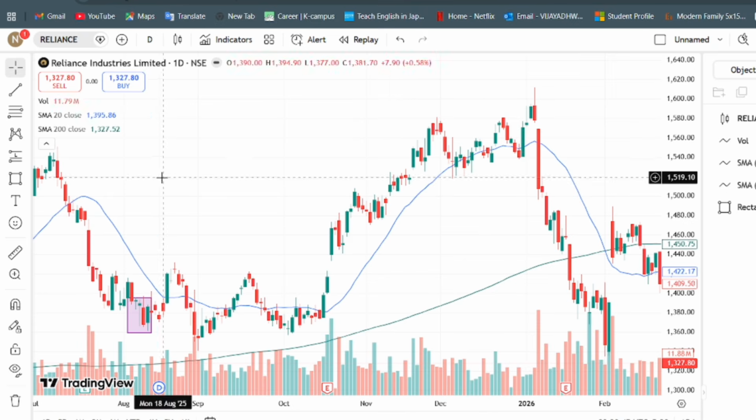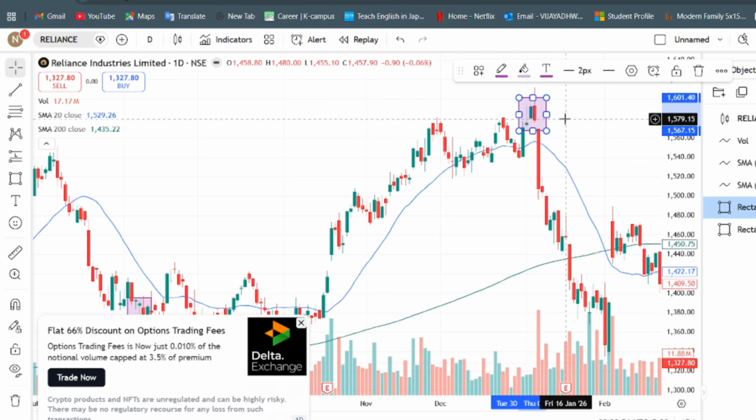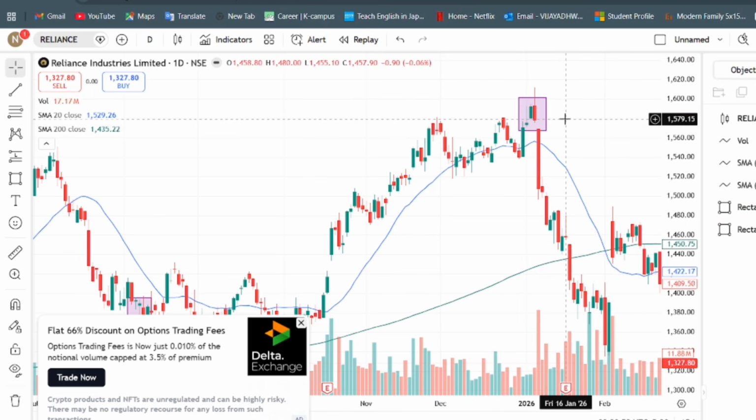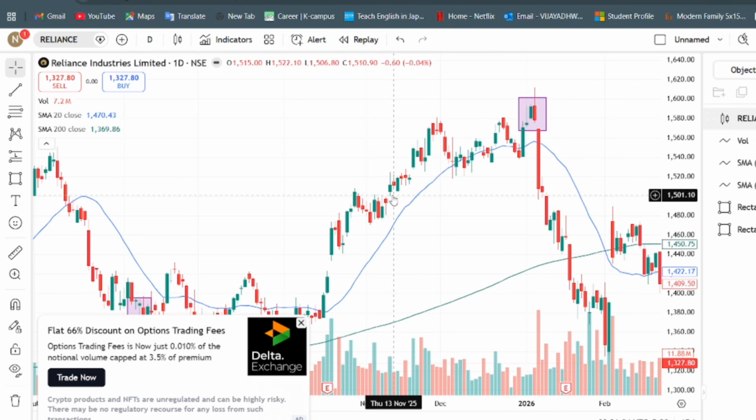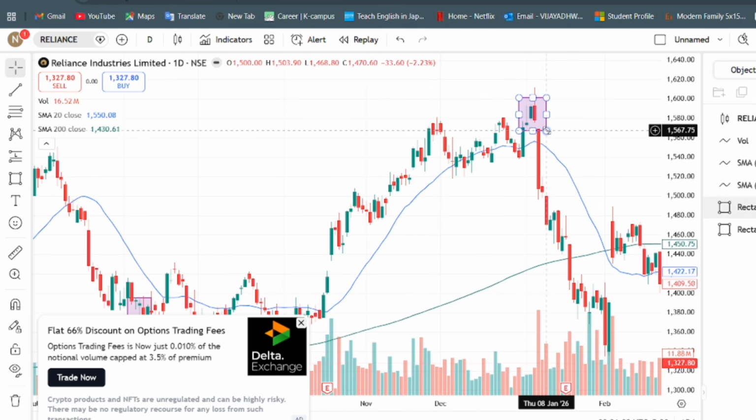Now the shooting star, you can see the shooting star here. I'll mark the shooting star and the bearish engulfing, both are present here. You can see both here. Like this, you have to identify different chart patterns in the stock and you will be able to know the movement of the stock at any point of time.